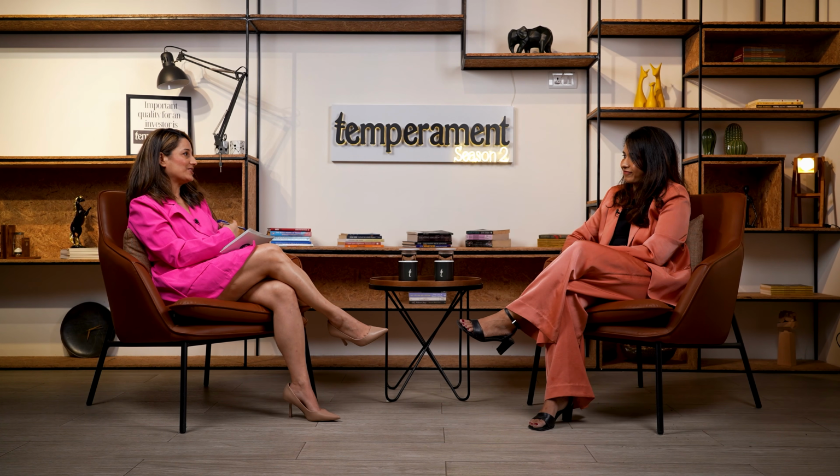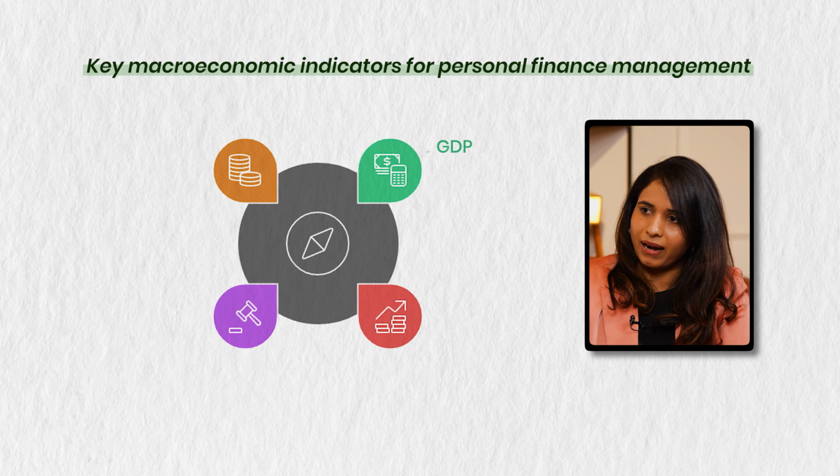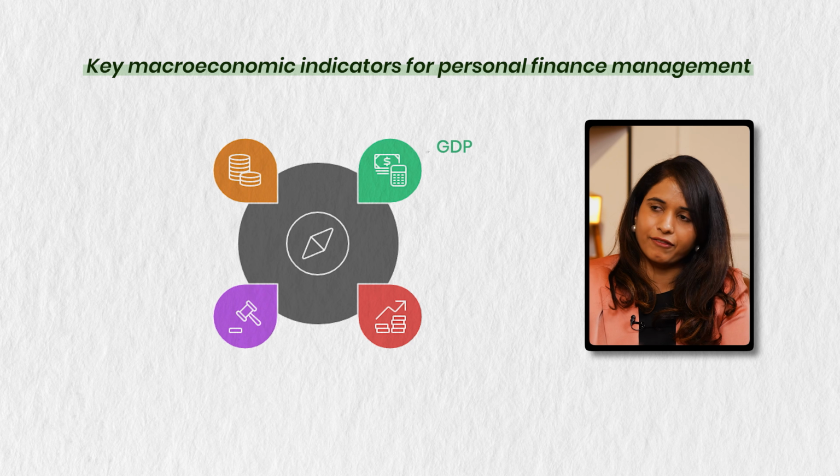So what parameters on the macroeconomic front do you think are important when it comes to managing your personal finances? What should investors watch out for on macros? Sure, there are a bunch of indicators that are out there, but if I were to simplify for investors who are just getting the hang of understanding macroeconomics for investing, I would say GDP matters a lot. Second is inflation.